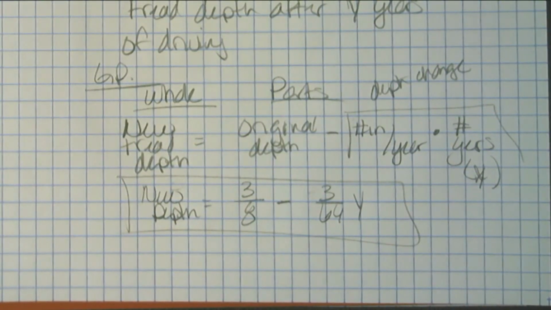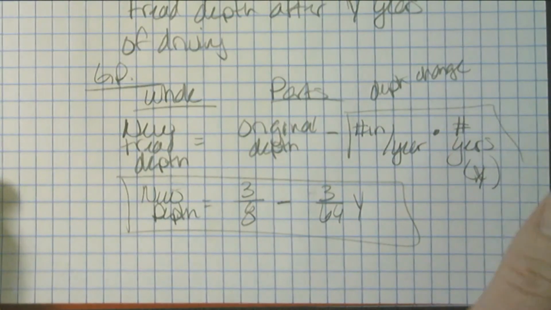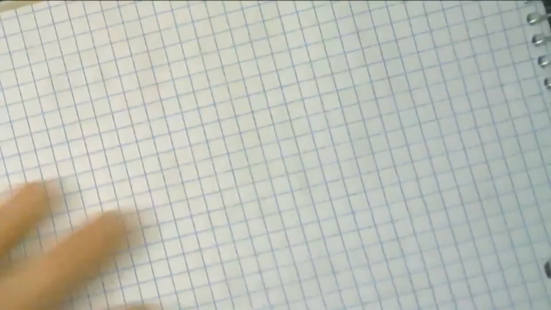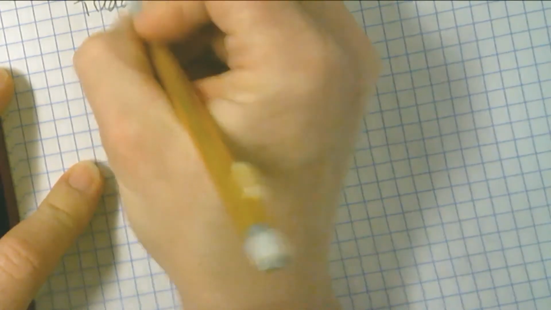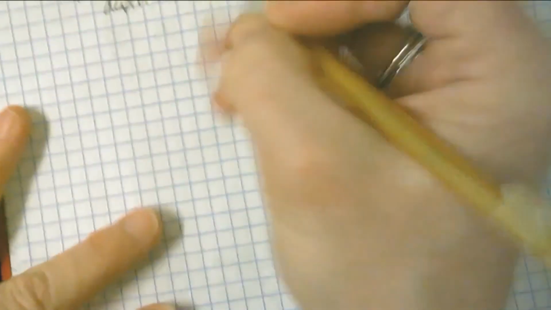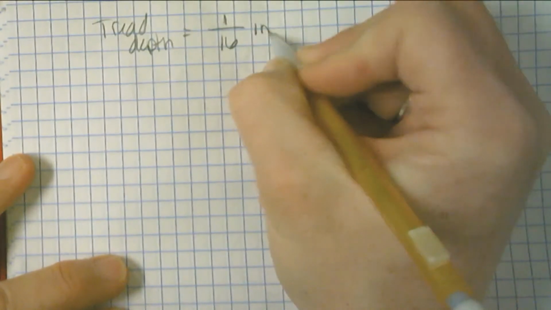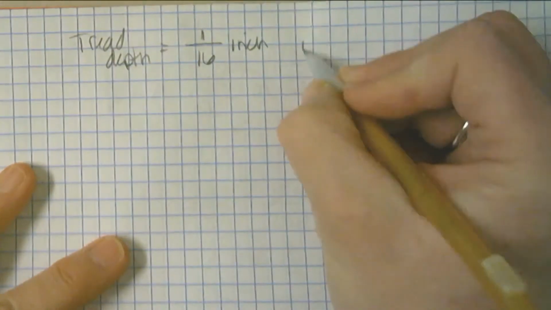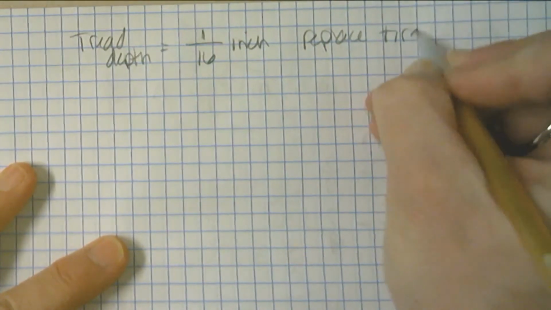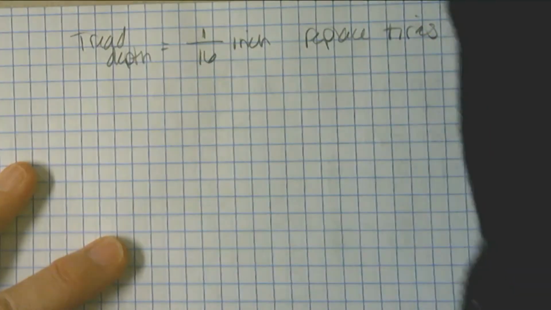Part B said, should the tires be replaced when the tread depth is 1/16 of an inch? Extend your table from part A to approximate the number of years the car can drive before it needs to be replaced. A tire should be replaced at 1/16 of an inch. So once the tread depth is equal to 1/16 of an inch, you need to replace tires. And we want to know after how many years.